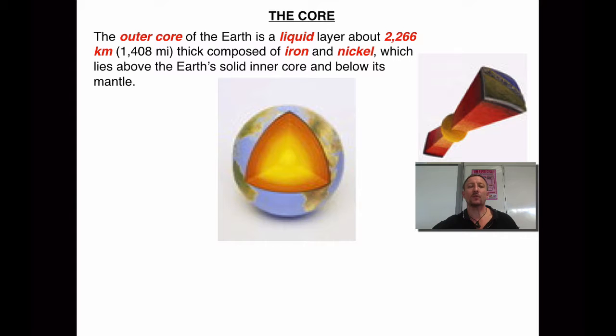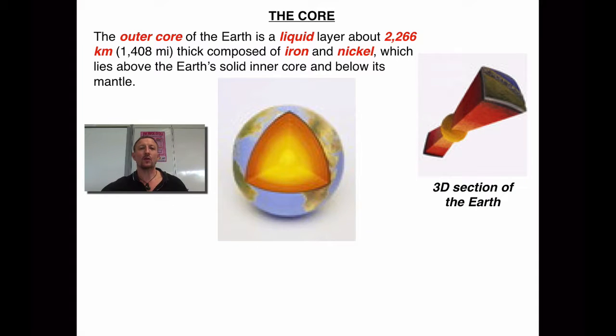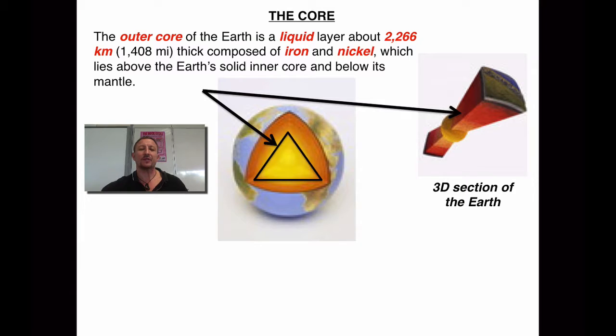Finally, we come down all the way to the core. Now the core, as we know, is a liquid layer of about 2,226 kilometers thick and made up mainly of iron and nickel. And basically this is not solid, it's a fairly fluid layer, and as you can see from the triangle here, it's way down in the Earth's core, right in the center.